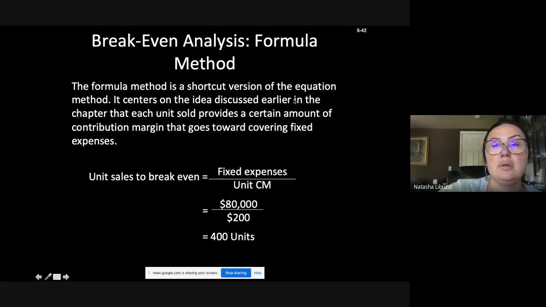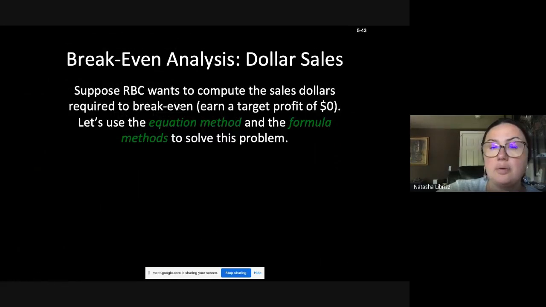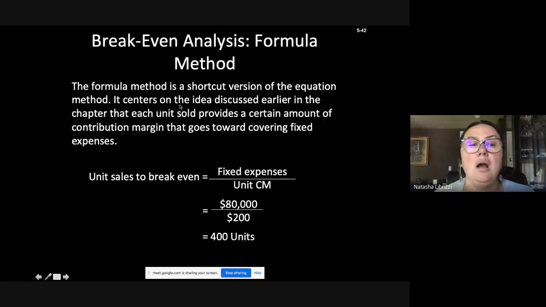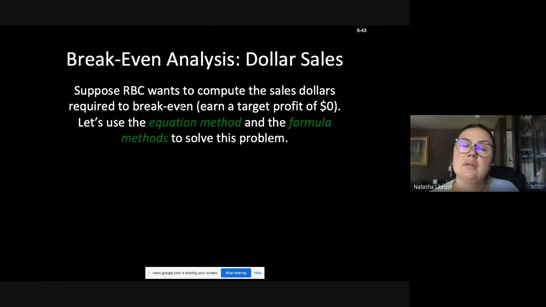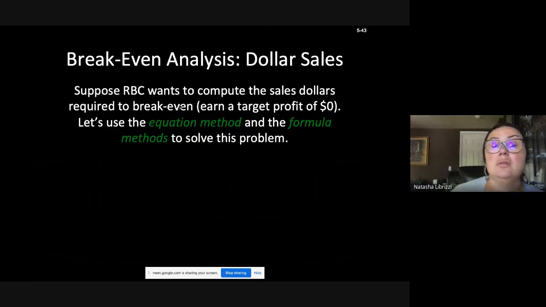This is important to understand. The center of the idea discussed earlier in the chapter is that each unit sold provides a certain amount of contribution margin. I think some students do actually like to see it per unit. So suppose RBC wants to compute the sales dollars required to break even, at a target profit of $0, and we're going to use the equation method and the formula method to solve the problem.